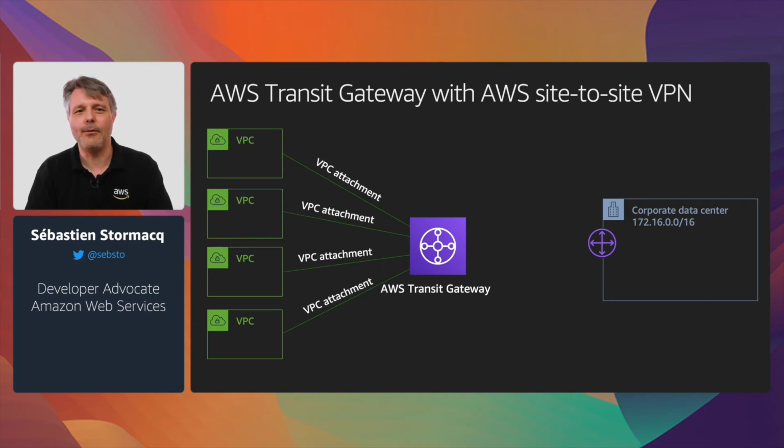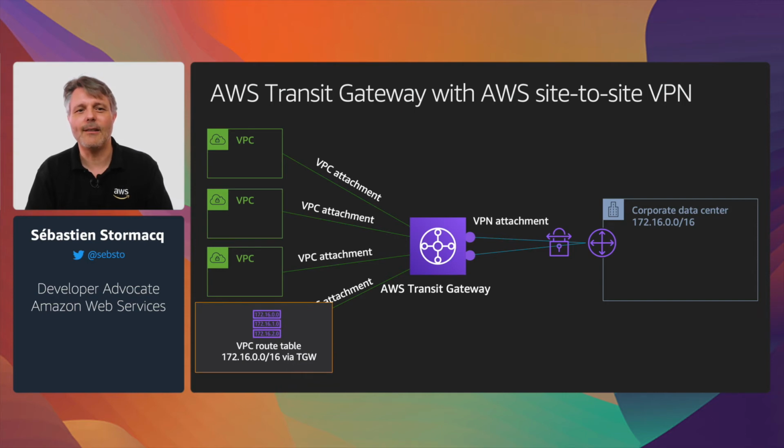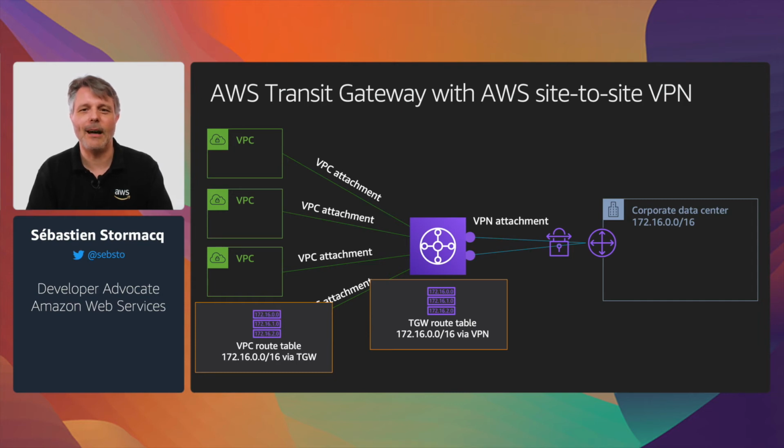So you connect your different VPCs to a Transit Gateway, and the Transit Gateway over a VPN tunnel to your corporate data center. If you do that, you need a routing table with the range of IP addresses inside your data center that points as a next hop to the Transit Gateway. And on the Transit Gateway, you have a routing table that sends the traffic to the VPN tunnel, the VPN endpoint, for that range of IP addresses.